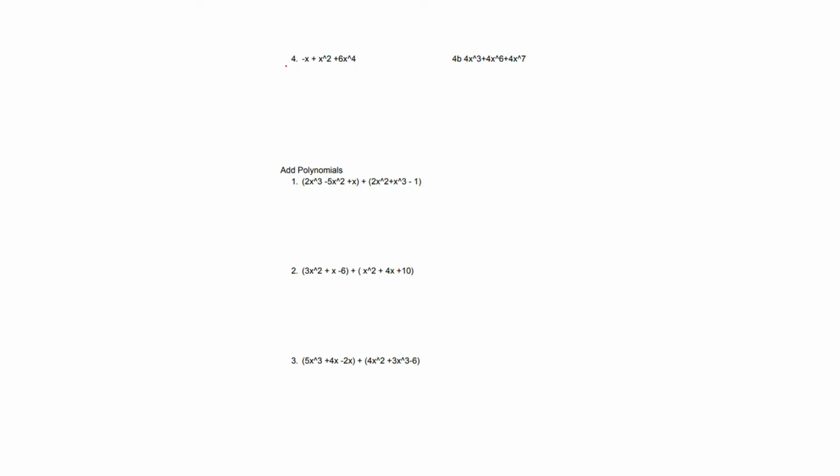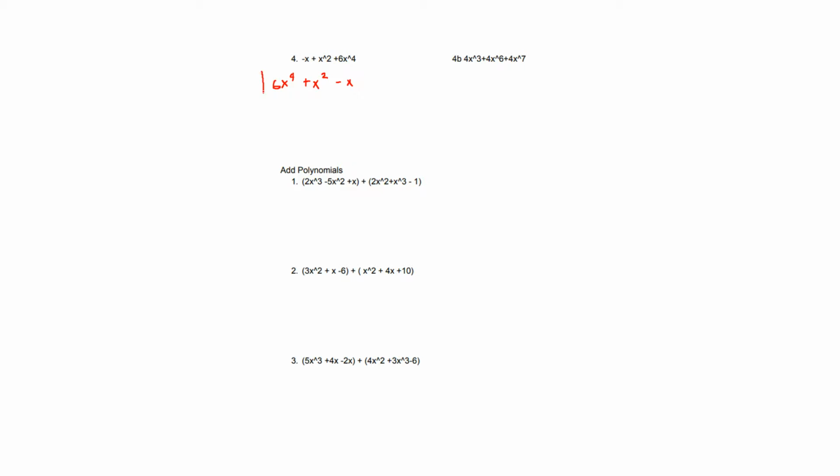Okay, let's do these two problems as well. The greatest exponent here is 4, so 6x to the power of 4. Second greatest exponent is 2, so write that second, x squared. And then just write the negative x.